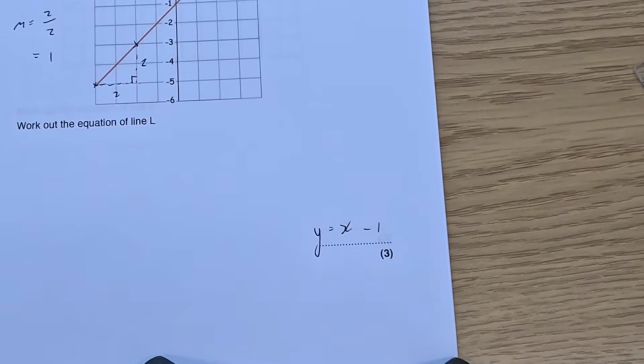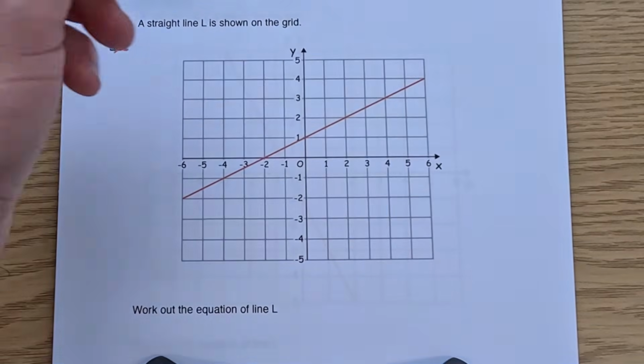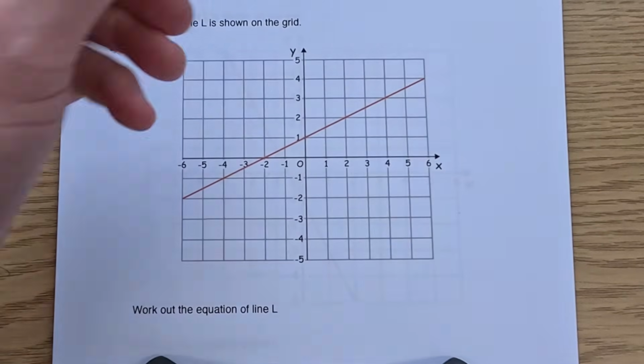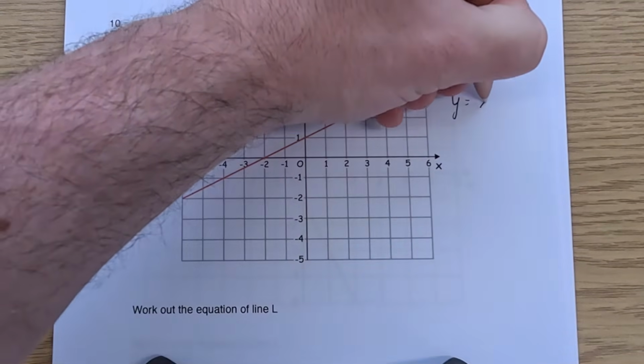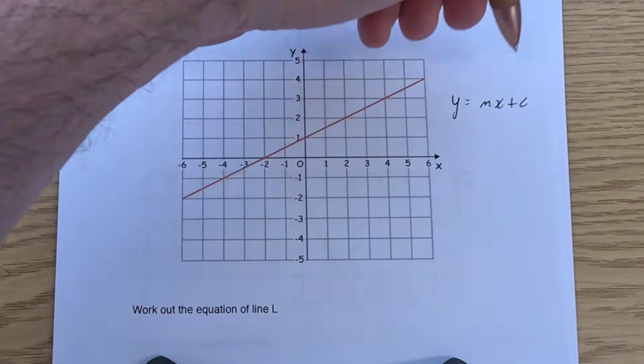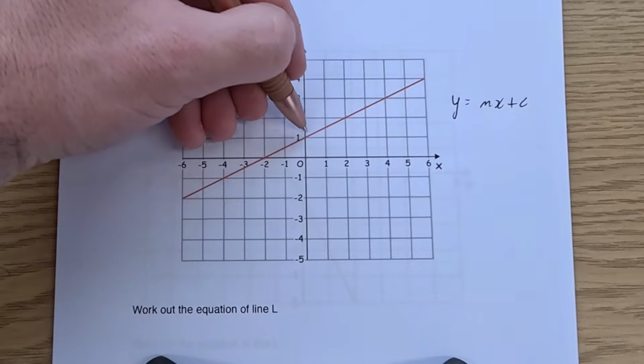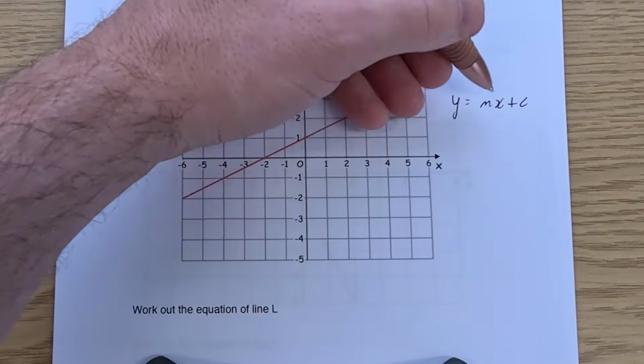Okay, let's look at our next question, question number 10. So question number 10, we've got this straight line drawn on the grid and we need to write down the equation of that line. So it's a straight line, so it's going to be in the form y equals mx plus c. And we need to find m, the gradient, and c, the y-intercept. Now the y-intercept, you can see straight away, it's going to be plus 1 on the end there, but let's find the gradient.